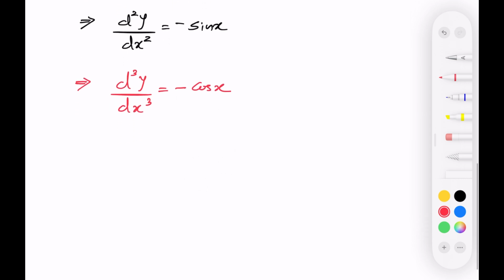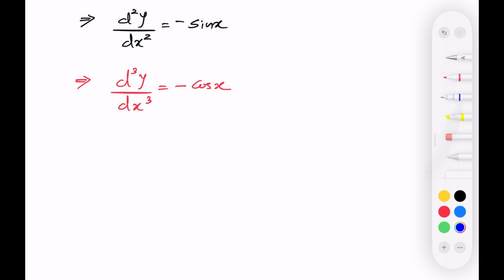Now we can differentiate the third derivative again in order to obtain the fourth derivative. So the fourth derivative is d fourth y over dx fourth. This is going to be equal to the negative symbol times the derivative of cosine x. Since the derivative of cosine x is equal to negative sin x, with the negative symbol right here, it becomes a positive sin x term, because negative times negative is positive. Therefore, let me write down the fourth derivative as positive sin x.